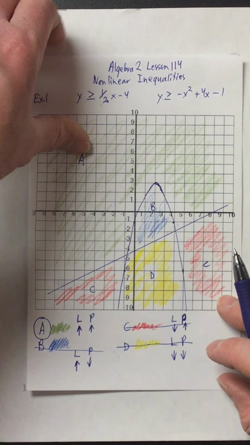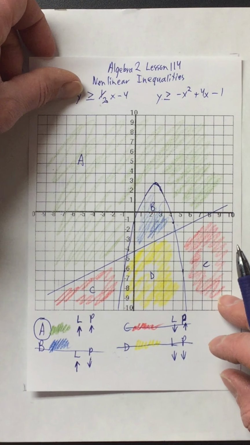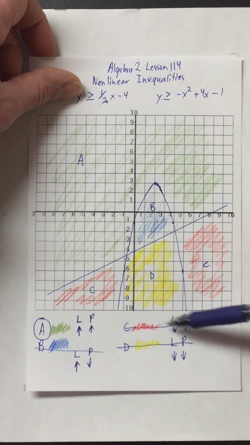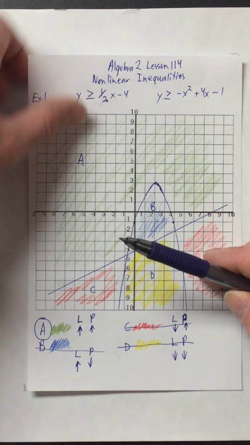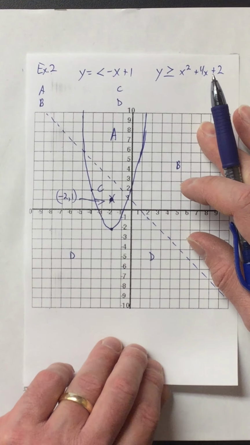Hopefully that made sense as I put the colors in to show you the spots, and also put in the arrows to show above and eliminated them as we did. Okay, let's look at the second example here.